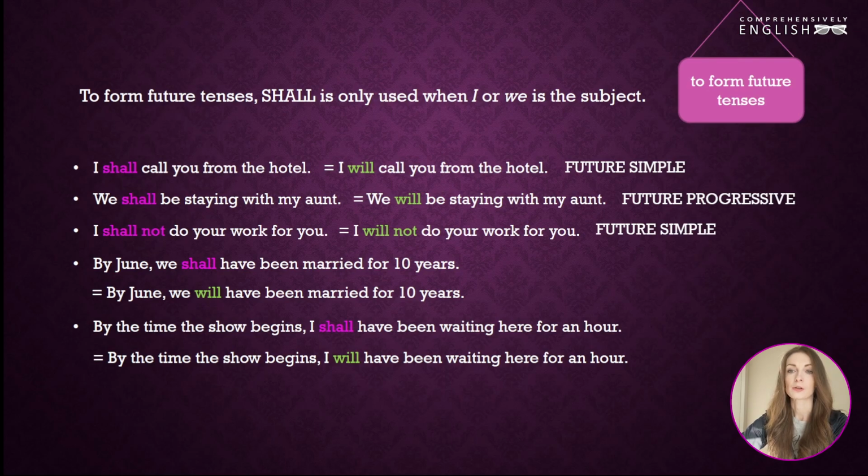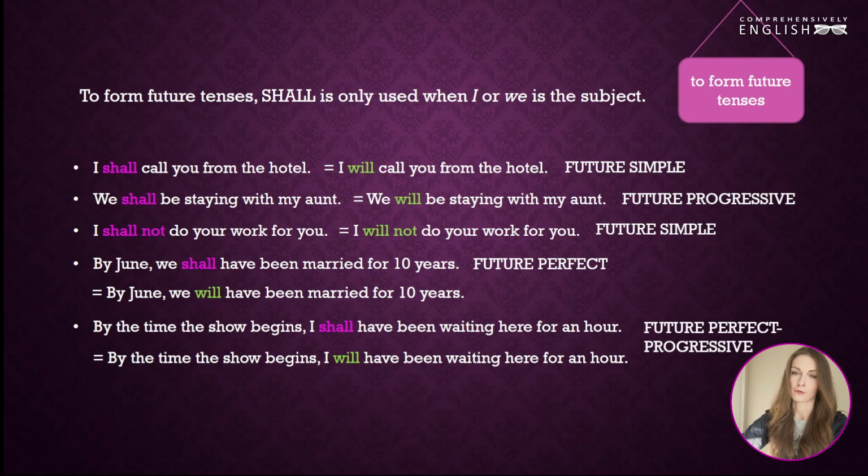Equals, by June, we will have been married for 10 years. The future perfect tense. By the time this show begins, I shall have been waiting here for an hour. Equals, by the time the show begins, I will have been waiting here for an hour. The future perfect progressive tense. So you can use will instead of shall.